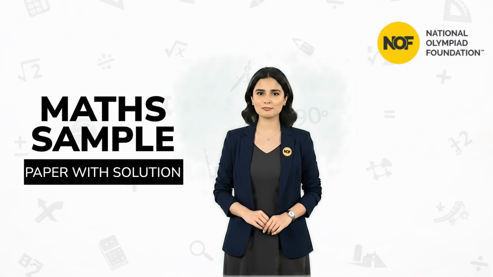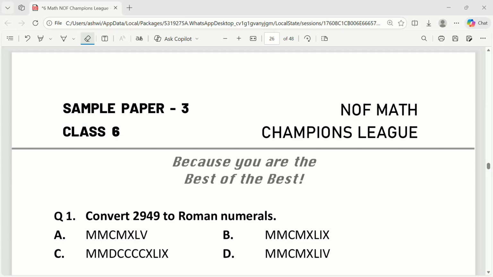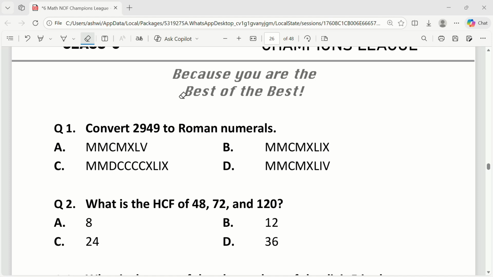Here is your math sample paper with solutions. Sample paper 3, class 6. Question 1. Convert 2949 to Roman numerals.